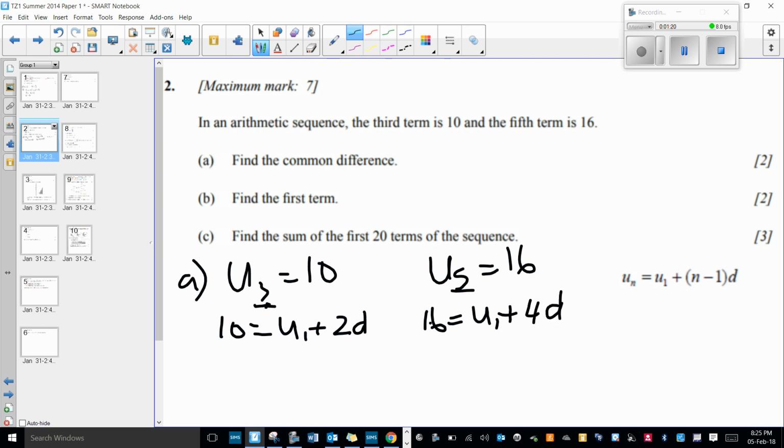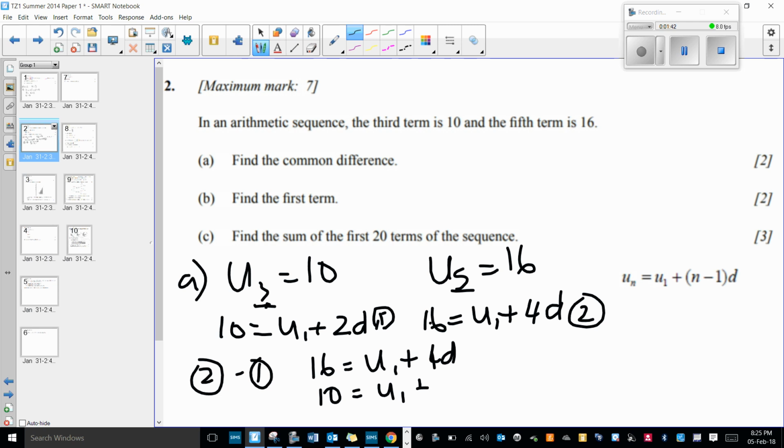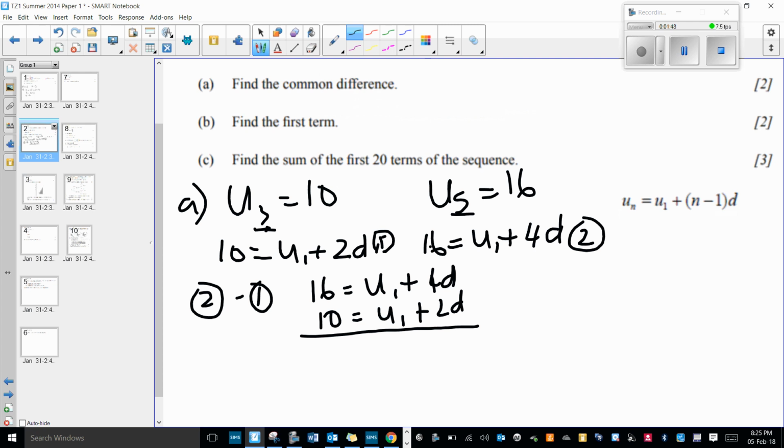As I said, you've then got simultaneous equations, so I'm going to call this equation 1, this equation 2, and do equation 2 take away equation 1. Let's line them up one on top of each other. Okay, so we're taking them away, so 16 take away 10 is 6. U1 take away U1 is nothing. 4d take away 2d is 2d. So that means that d is 3.